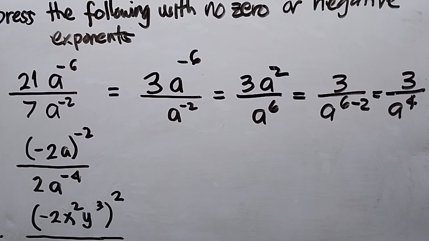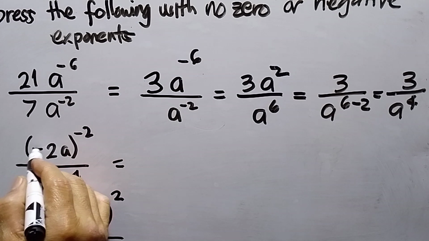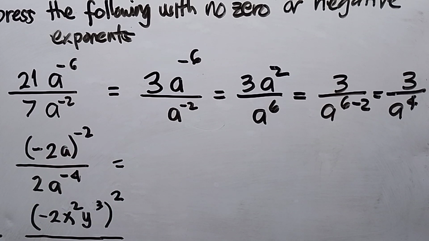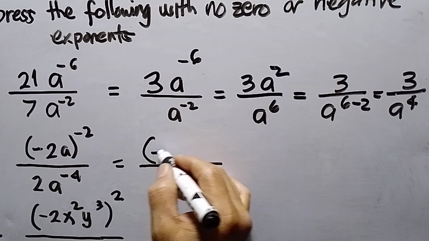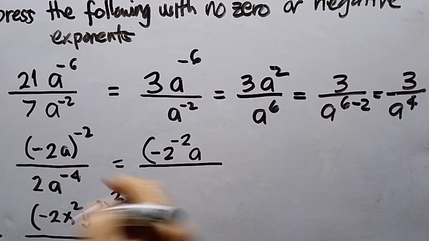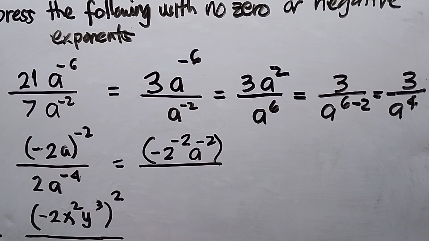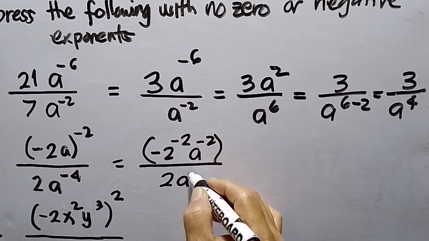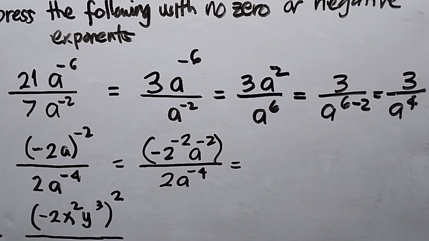Now for number 2, I need to multiply this one. So negative 2, raised to the negative 2. So this will be negative 2, then to the power of negative 2. And then a times 1, that will be a negative 2. And then for my denominator, this will be 2a raised to the negative 4. Then I need to eliminate the grouping sign, which is the round brackets.